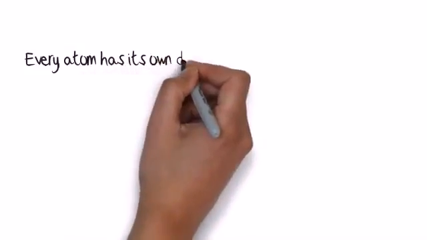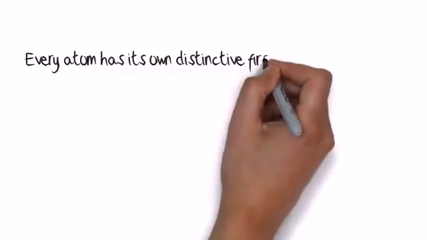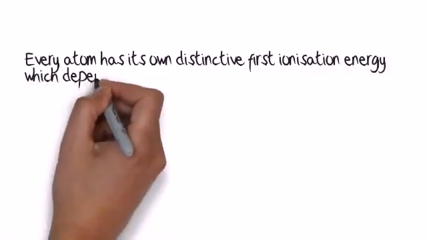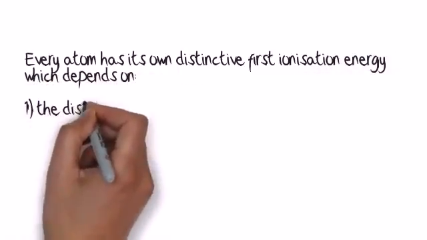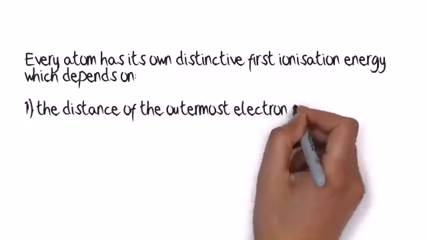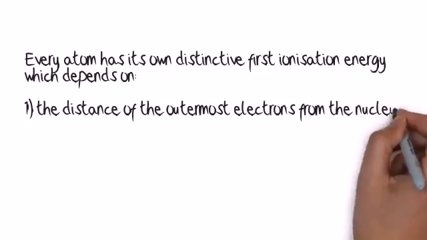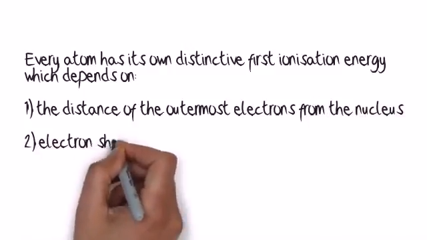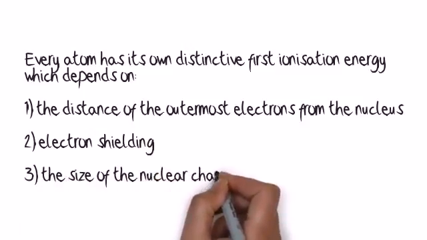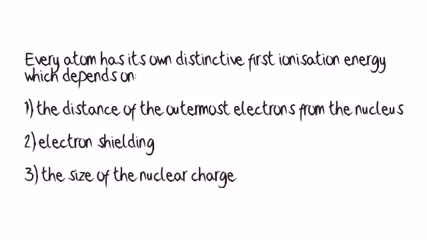Every atom has its own distinctive first ionisation energy, which depends on 1. The distance of the outermost electron from the nucleus, 2. Electron shielding. The inner shells of electrons repel the outer shell electron. The more inner shells, the more shielding. And 3. The size of the nuclear charge, i.e. the number of protons. The more protons there are, the greater the attractive force on the outer electron.